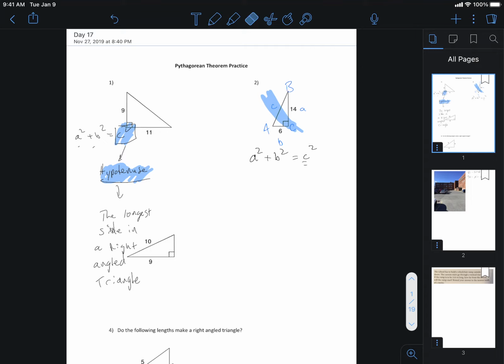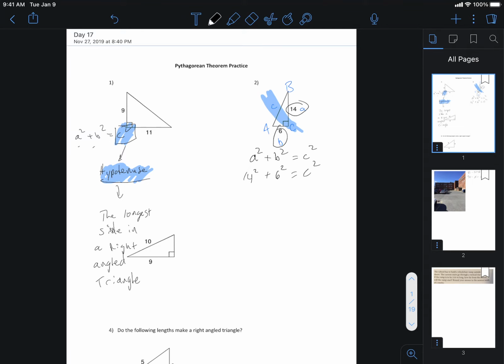So what are we going to do here? Well, you just plug in the numbers that you have. What is a? a is 14. 14 squared. Plus, what's b? b is 6. That has to equal c squared.